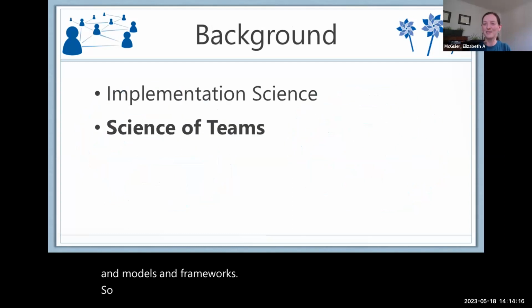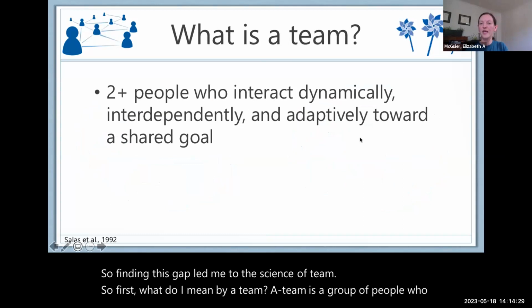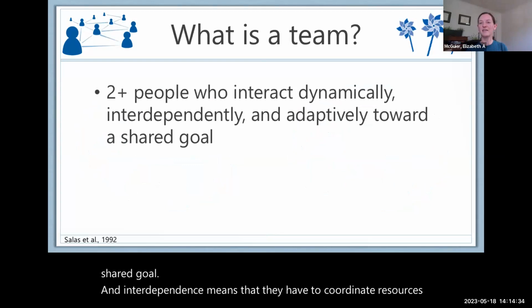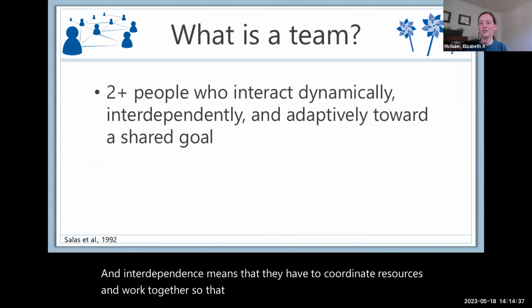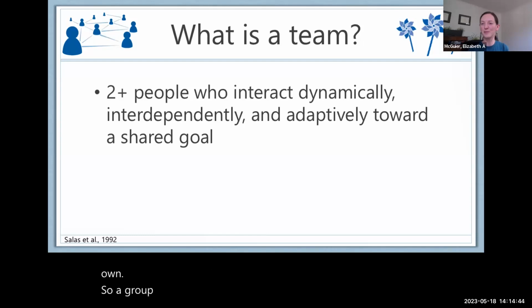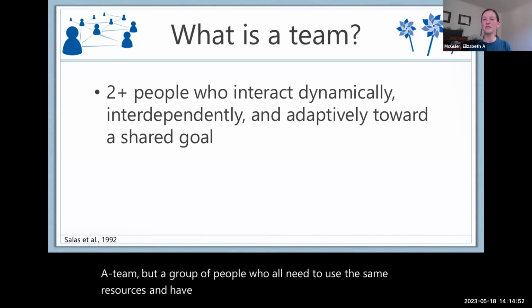So finding this gap led me to the science of teams. So first, what do I mean by team? A team is a group of people who interact dynamically, interdependently, and adaptively towards a shared goal. And interdependence means that they have to coordinate resources and work together so that they can accomplish their goal, right? So the work of a team can't just be done by people working on their own. So a group of people who work in the same building is not necessarily a team, but a group of people who all need to use the same resources and have to coordinate their workflows with each other is a team.